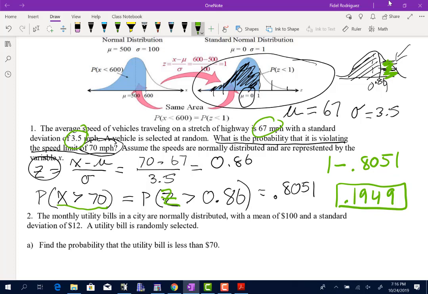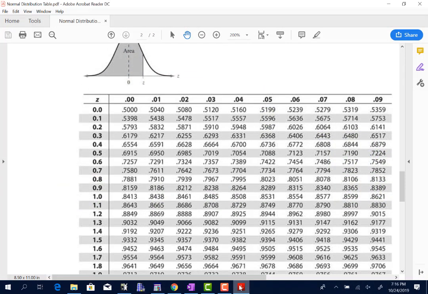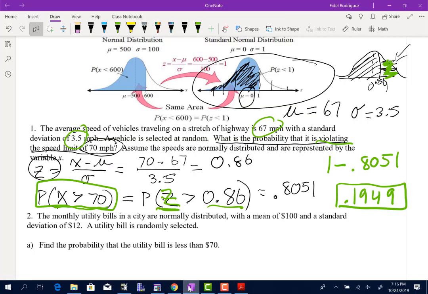Yeah, because remember, we're looking for it's violating the speed. So doesn't that mean it's greater than 70, right? So all we did is we said, look, think about it this way. We're going to transform this. We're going to take this from x and 70, and transform it to a z-score. So that x is now going to become a z-score because we have this z table, right? So if I can use this table to do all my problems, then in essence, what I'm doing is saying, let me take every problem that I have, transfer it to a z-score, so then I can find my probabilities that way, right?